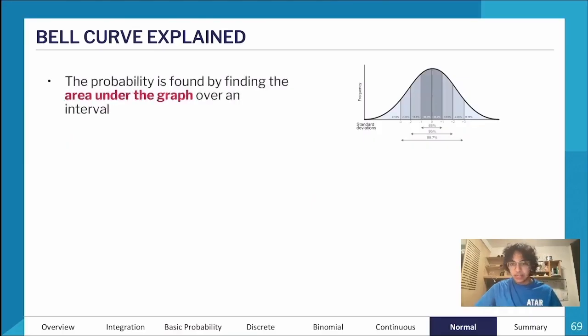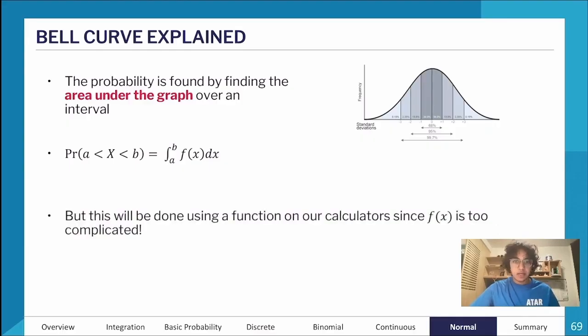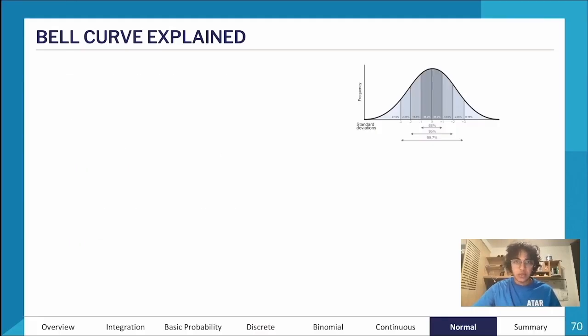So let's try to explain this bell curve. The probability, like I said earlier with continuous probability functions, is bound by the area under a graph over some interval. We use the same formula we talked about earlier, but since the function for a normal distribution is so complicated, it's just done using a calculator function. So you will have a normal PDF function that you can use to do this.